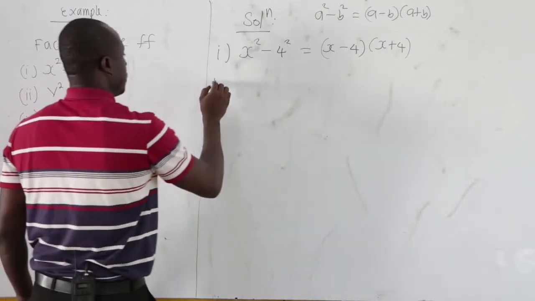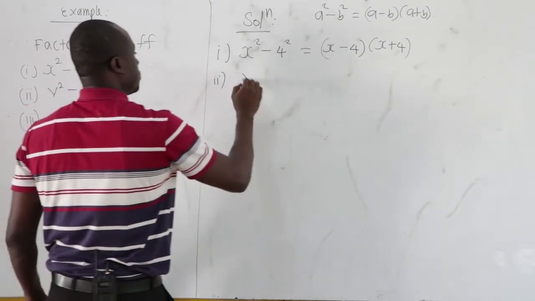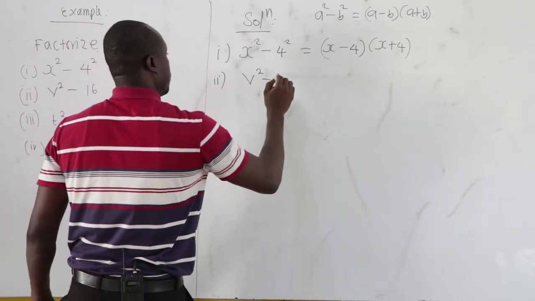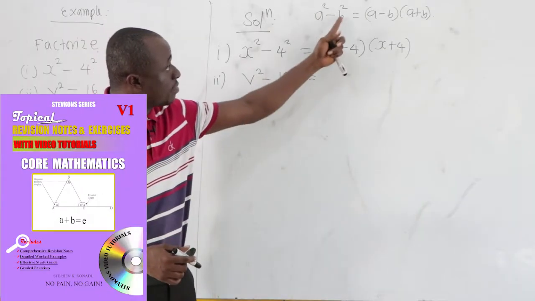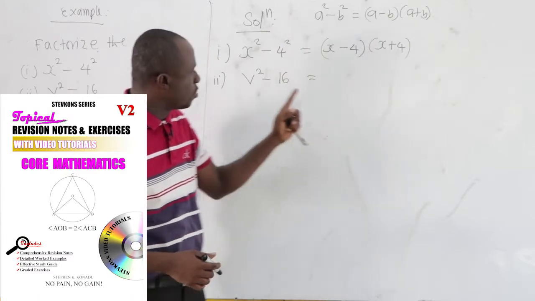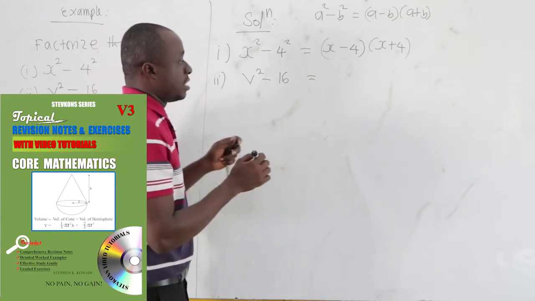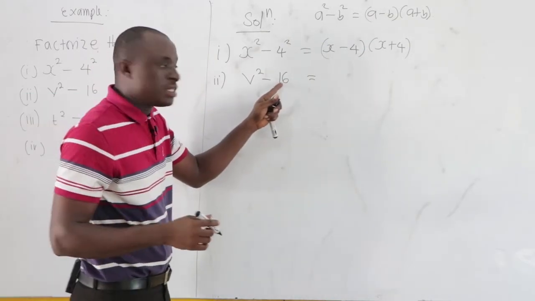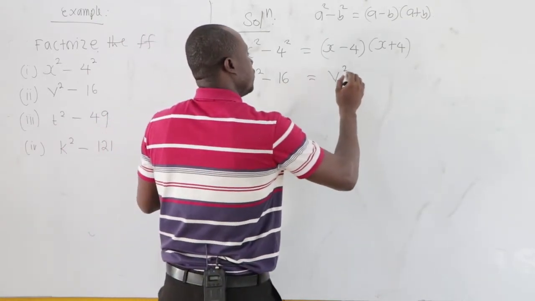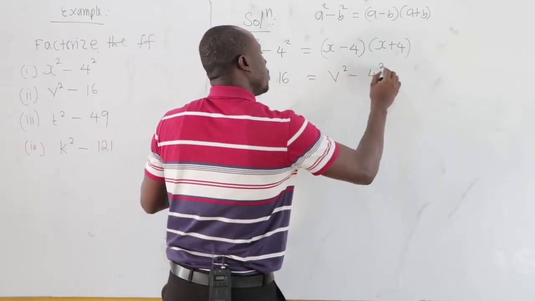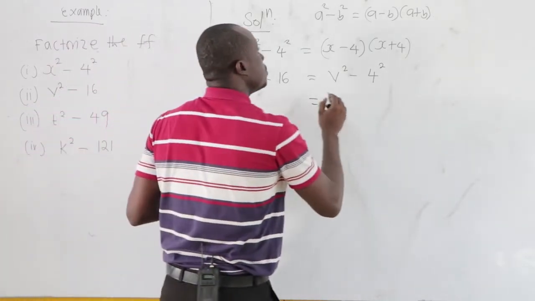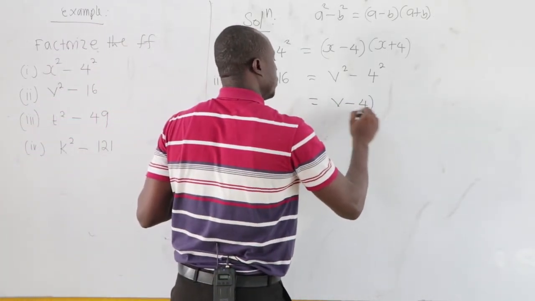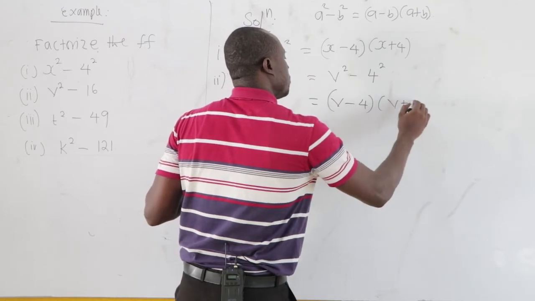Now let's see the second one. So we have v squared minus 16. Now the rule says if you have a squared minus b squared, it is a minus b, a plus b. So how can you change this to have a square so that the number remains the same, doesn't change? So here we have v squared, and we know 4 squared is the same as 16. That's 4 times 4, 16. And here, using the rule, that is v minus 4, v plus 4.